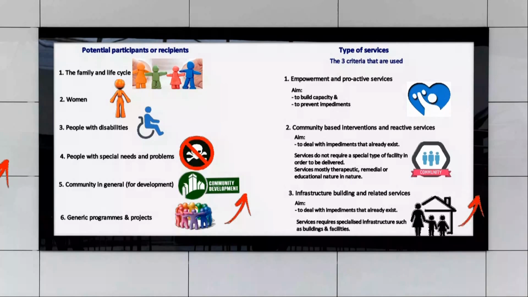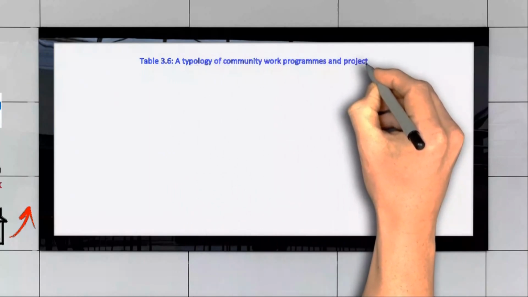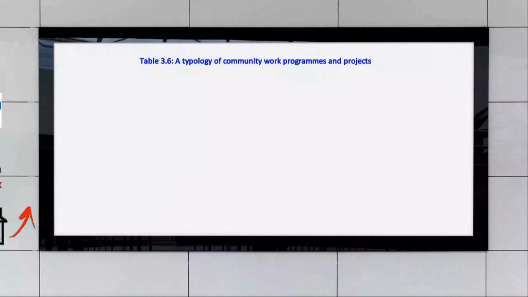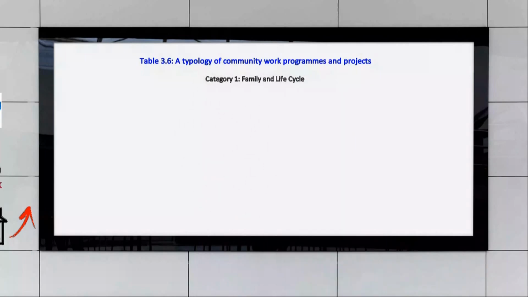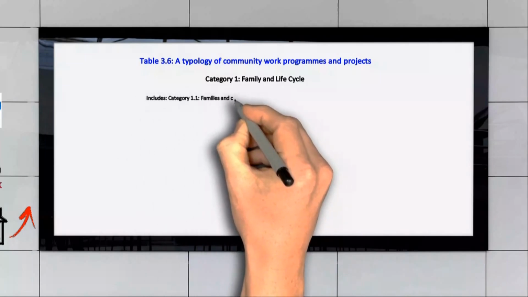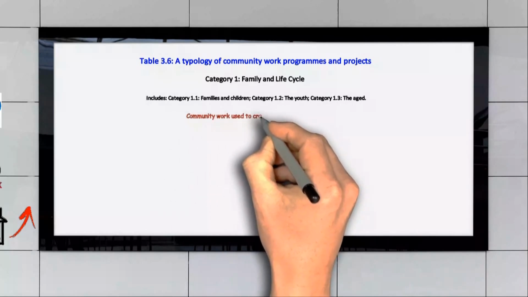Now, let's take a closer look at Table 3.6, a typology of community work programs and projects. Category 1 covers the family and life cycle. It includes Category 1.1, families and children, Category 1.2, the youth, and Category 1.3, the aged.